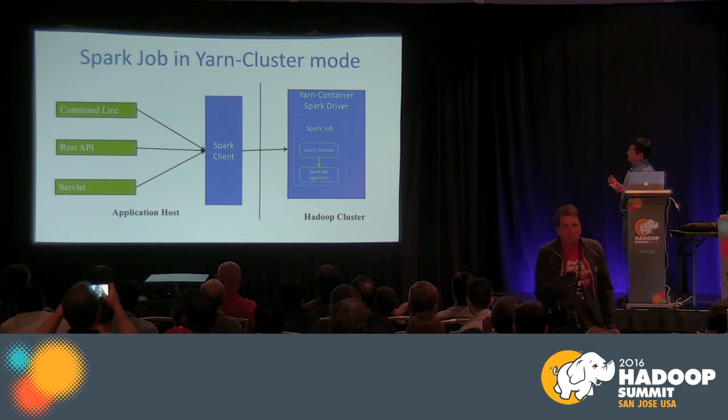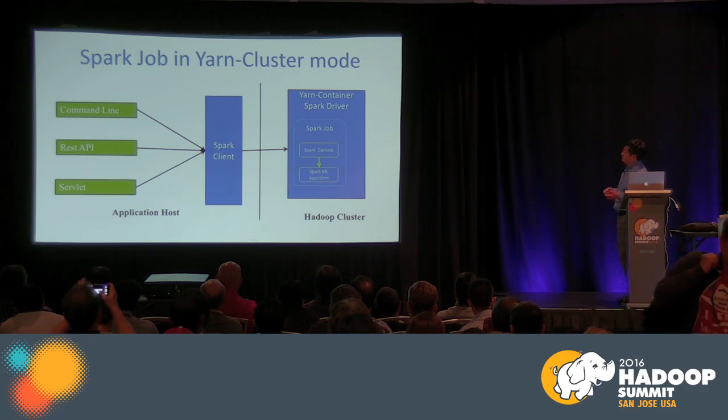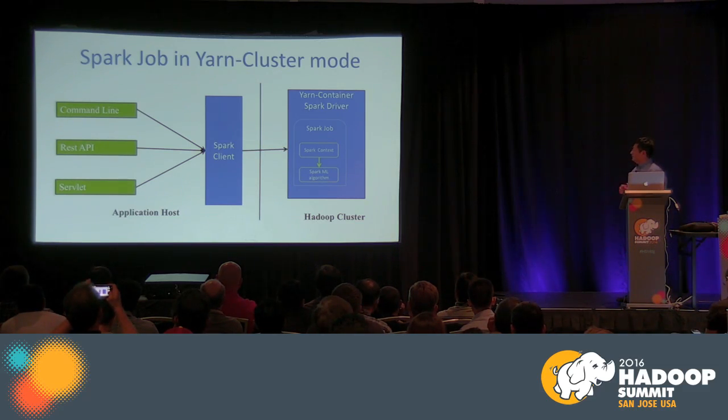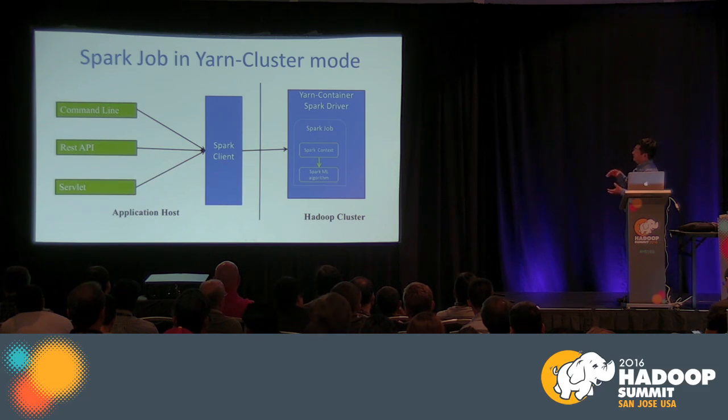Spark job can be initiated from the REST API, from a servlet, or command lines from Spark shells, talking to a client program. And the client essentially launches the programs, and the Spark driver launches the YARN container, and inside the container, the driver launches the Spark jobs, and there you have the Spark context and your machine learning algorithms.